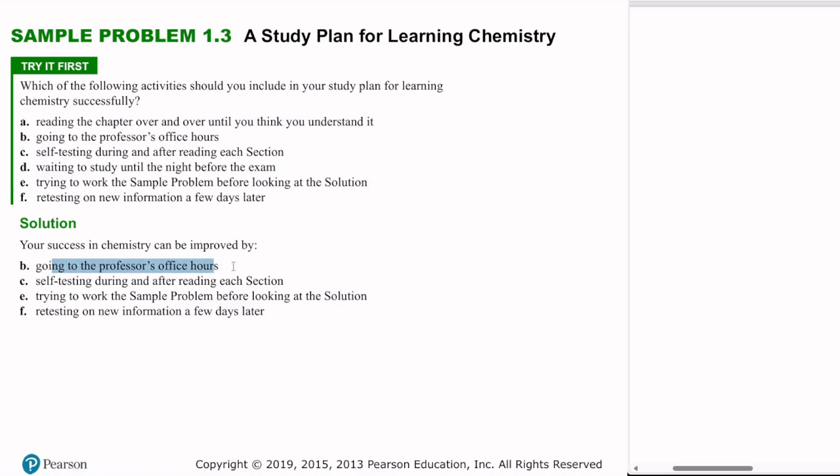B. Going to the professor's office hours may help. C. Self-testing during and after reading each section will help. E. Trying to work the sample problem before looking at the solution. And F. Retesting on new information a few days later. Well, I'd like to add that A, reading the chapter, can help. You shouldn't focus on reading it over and over, but reading it a time or two can help.